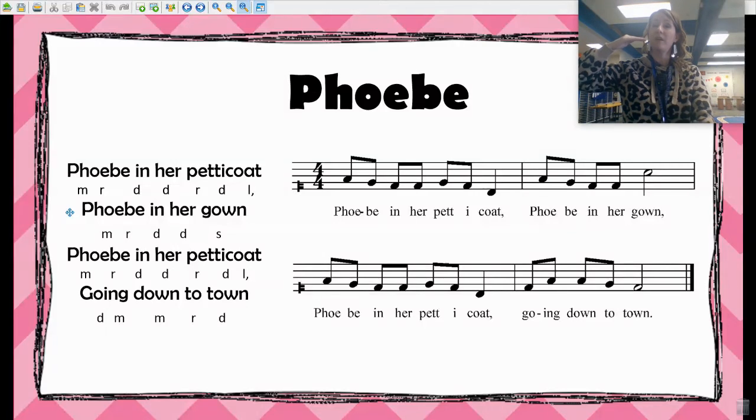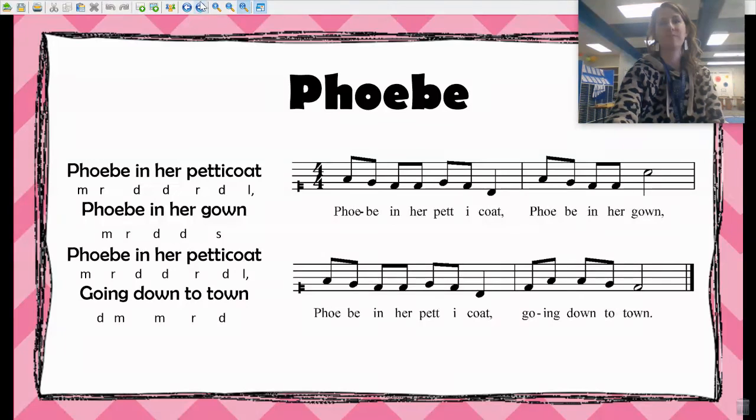Phoebe in her petticoat, Phoebe in her gown, Phoebe in her coat, going down to town. Phoebe in her petticoat, Phoebe in her gown, Phoebe in her petticoat, going down to town.